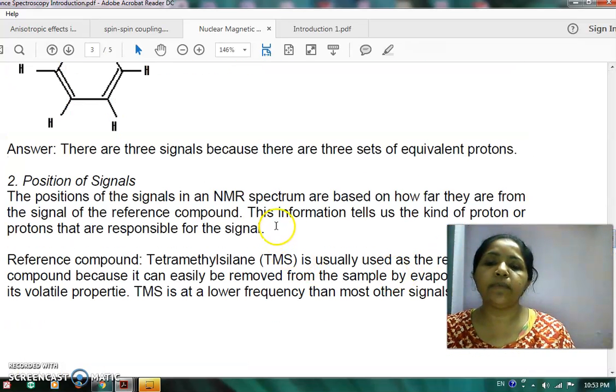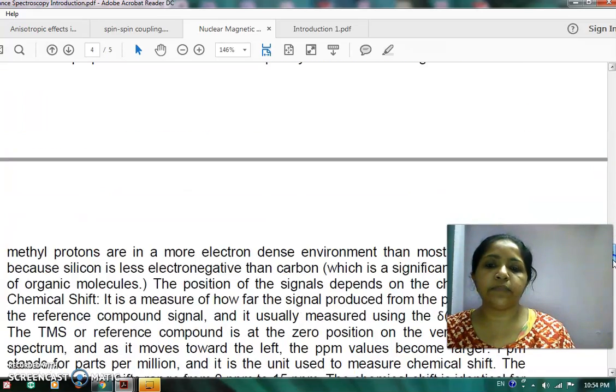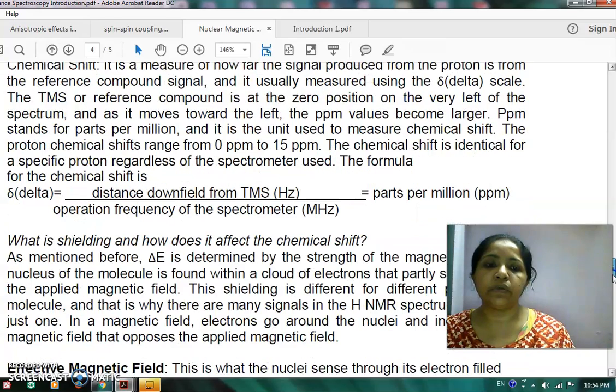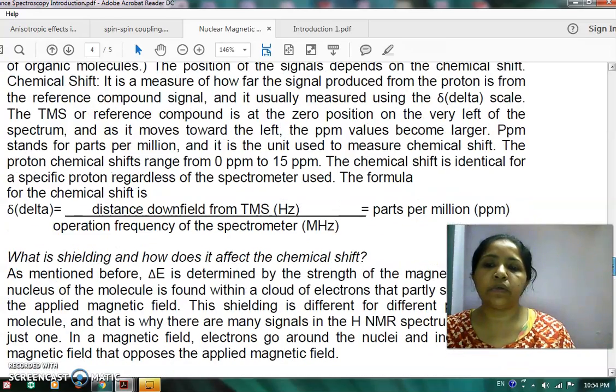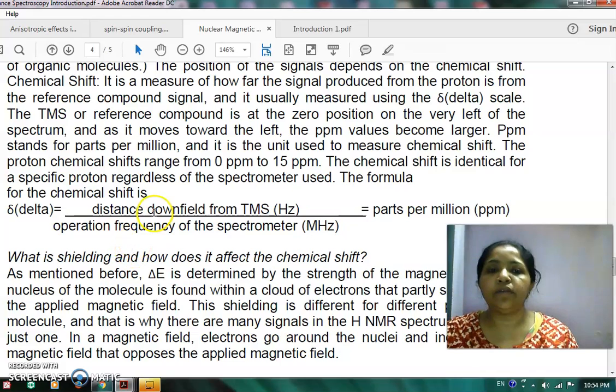Now what we have is the reference compound, tetramethylsilane, and it has been taken as 0. What is delta? That we have to know. Here the reference compound is at the 0 position on the very left of the spectrum.